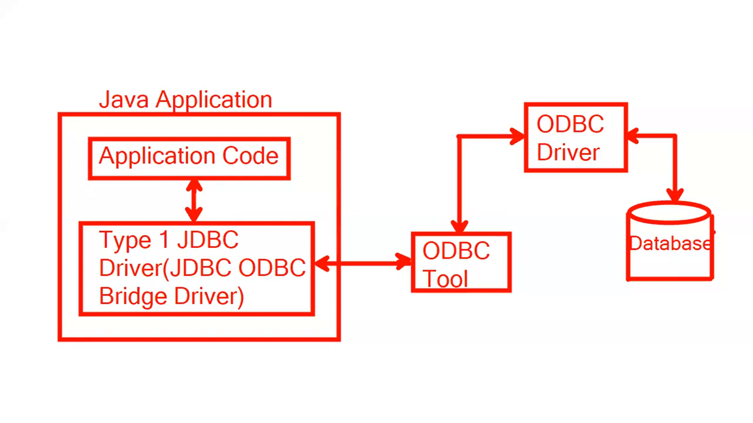Is it over? See, it is a Java application, nothing but a Java program. Whatever we are going to write, that is the program. Here, some code will be written: class, main method, something will be written, no? Java application contains some code, called application code. In that application code, the type 1 driver is one class that will be loaded. How to load? I'll show you in the programming. Like this, the driver is loaded. This driver connects to the ODBC tool.